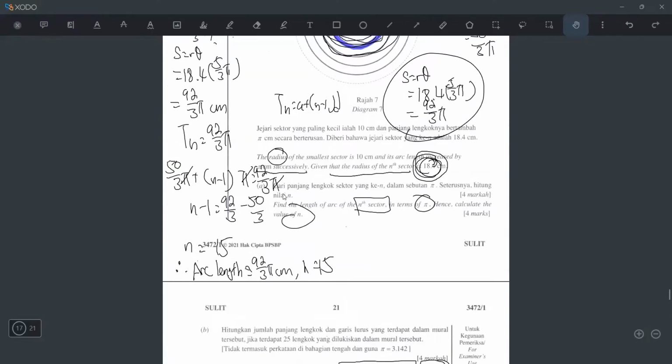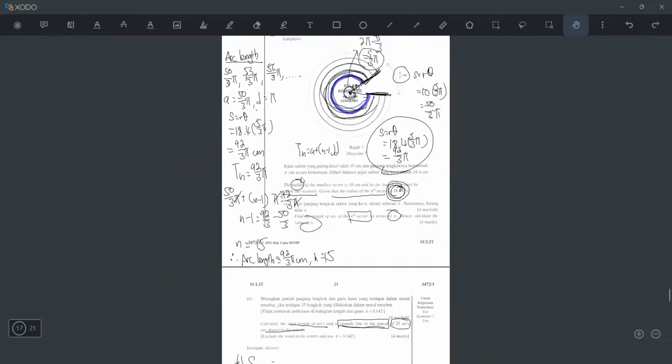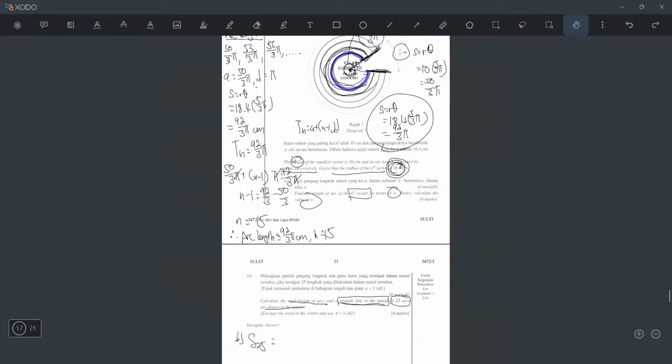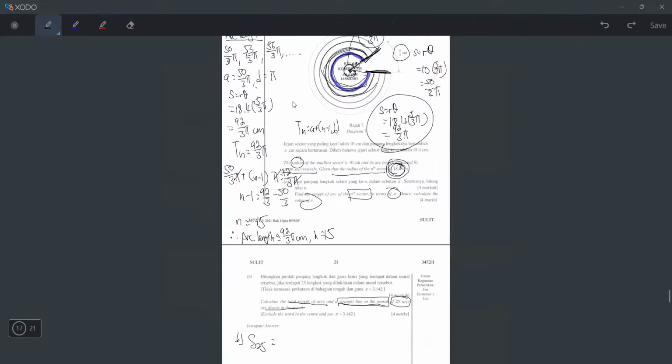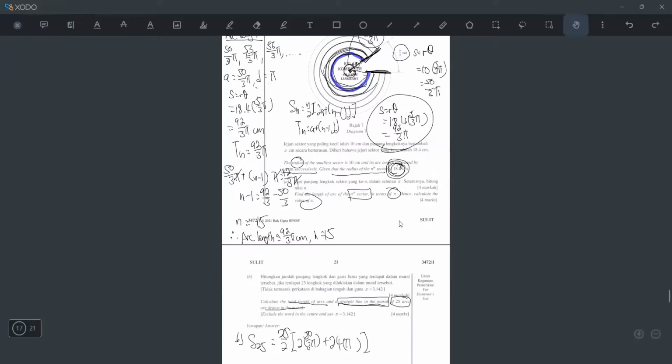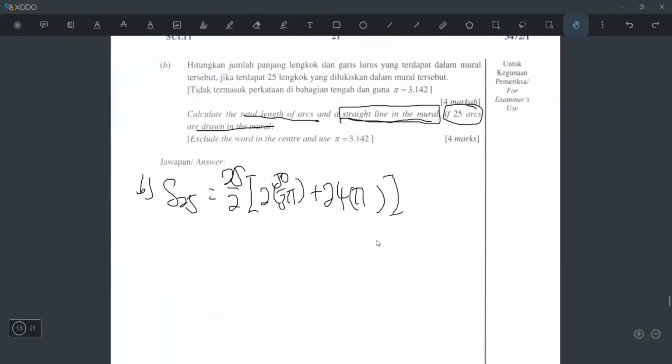So the SN formula, okay, let's zoom out. The SN formula is n/2 big bracket 2a plus n minus 1 d. For the n/2, it will be 25/2. Then big bracket 2a plus n minus 1, which is 24, and then for the a you substitute 50/3 pi. Okay, and for the d you substitute pi here. Now let's zoom back in and solve this.